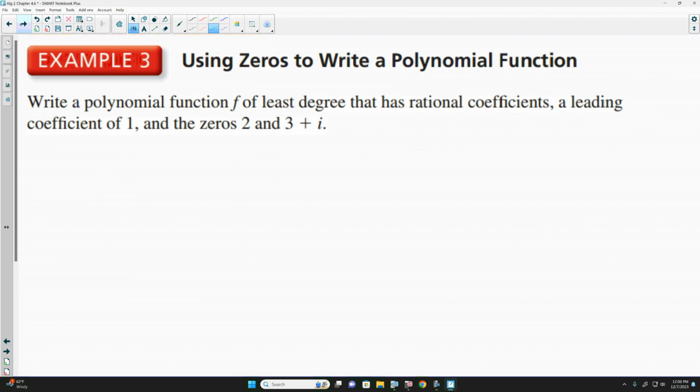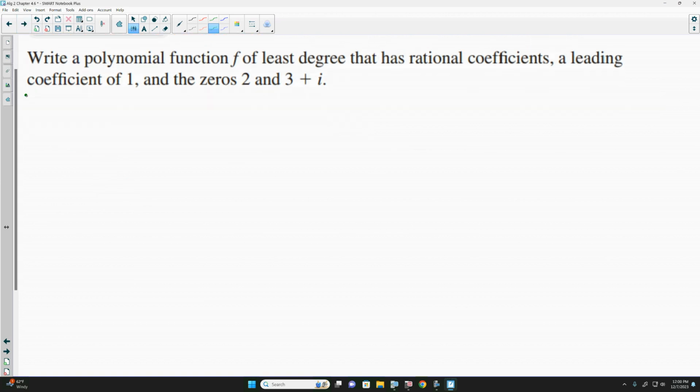So, just like we did yesterday with finding the polynomial function given the zeros, we're going to do the same thing here. Now this here tells us that one of the solutions, one of the zeros, is 2. It tells us the other one is 3 plus i. Since 3 plus i is a solution, 3 minus i also has to be a solution. If we have one, we have to have the other.